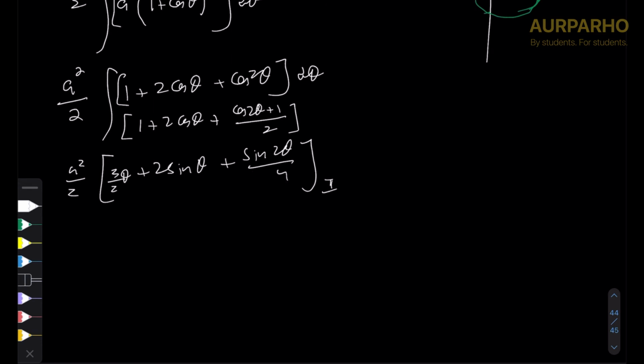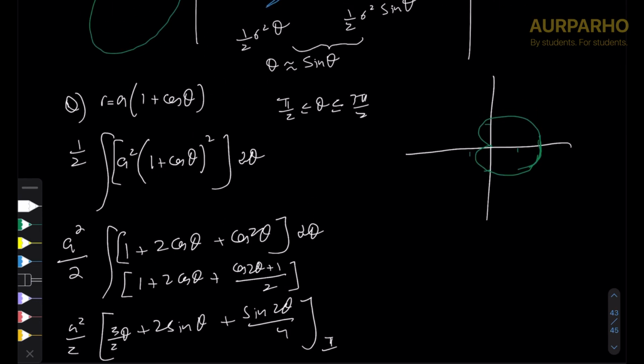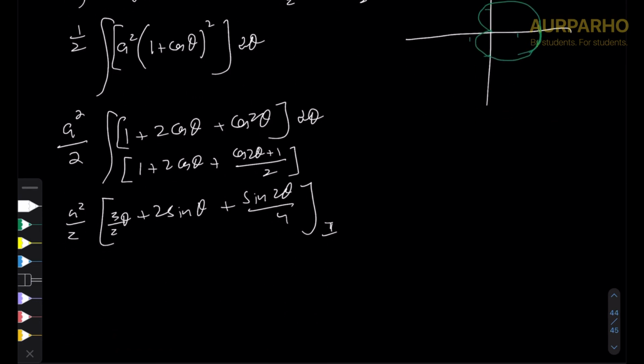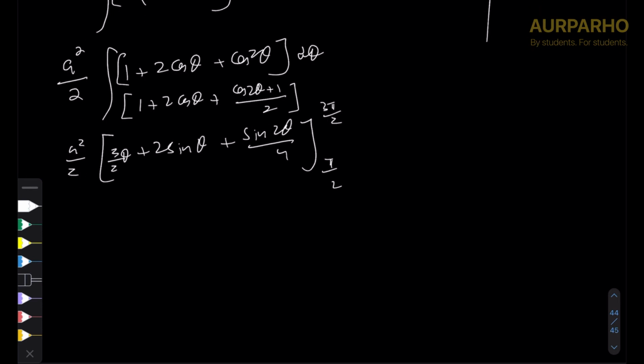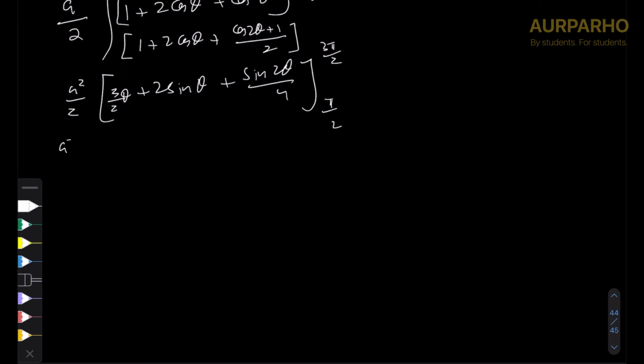till from pi over, what were the values? From pi over 2 to 3 pi over 2, right? So from pi over 2 to 3 pi over 2. Okay, so let's plug in the values. You first plug in these values, and then you plug in minus of these values, right? So let's plug in 3 pi over 2.